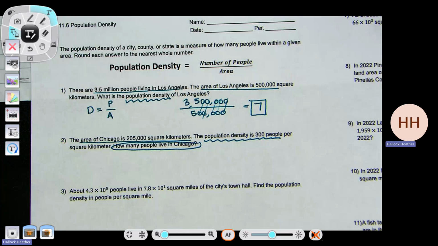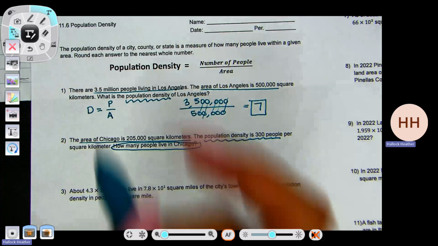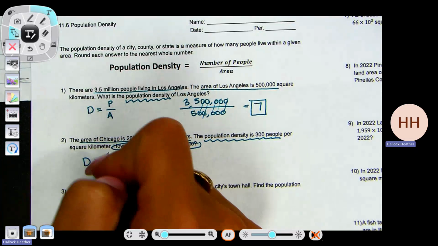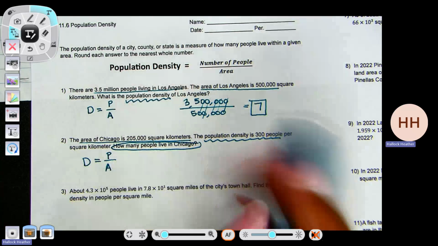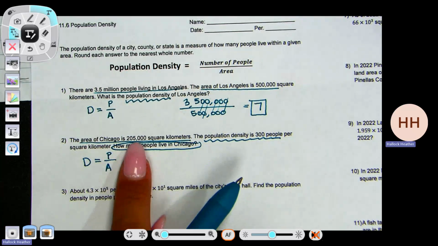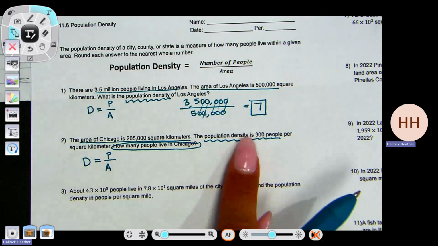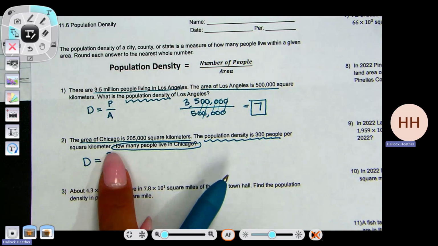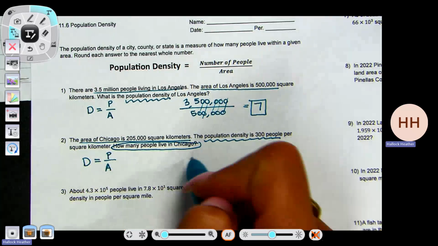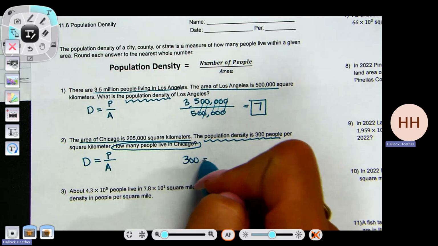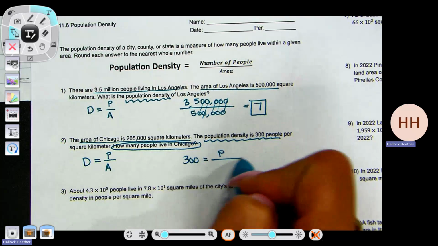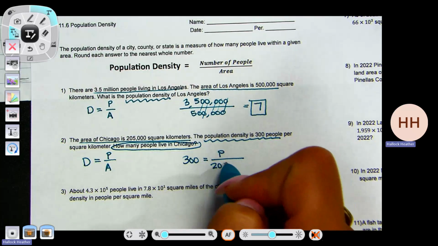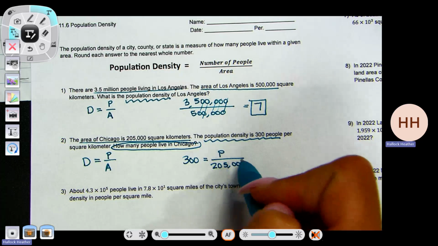So I'm going to use the same formula, but the numbers are going in different places. So it's density equals population divided by area. My area is 205,000, so that's going in the bottom. I know my density is 300. I need to find P. I need to find the numerator. So I have 300 equals my population, which I don't know, over my area, which is 205,000.